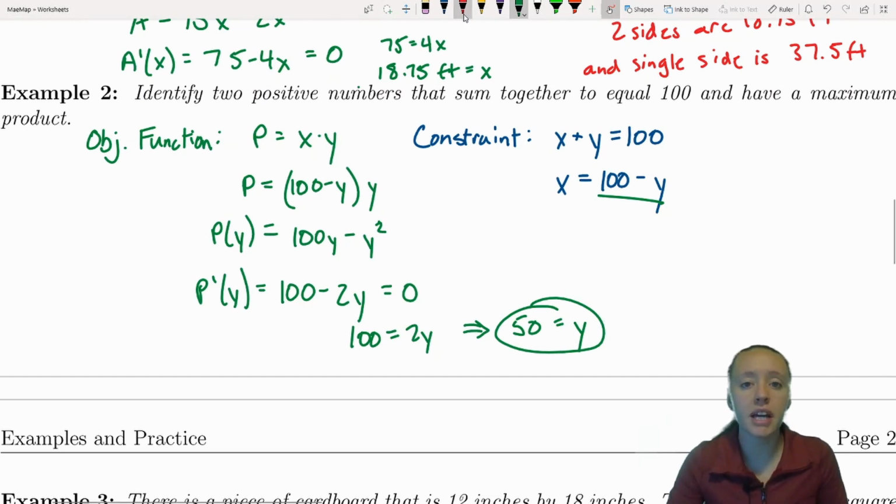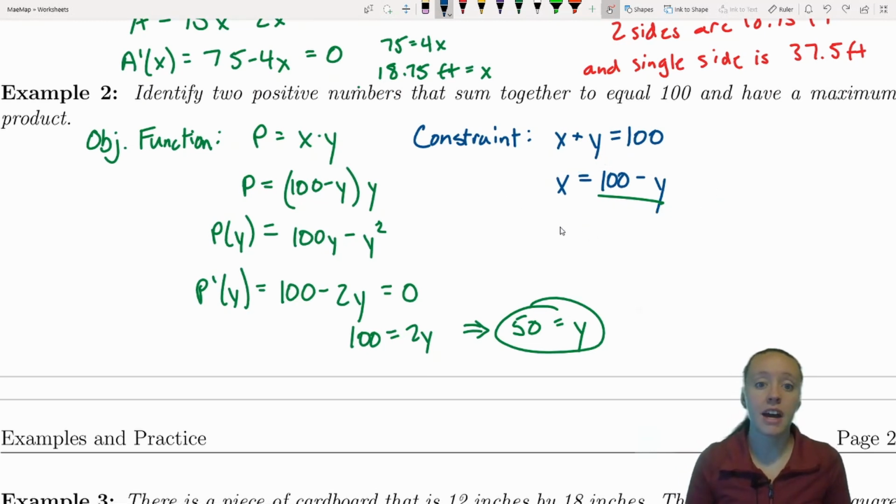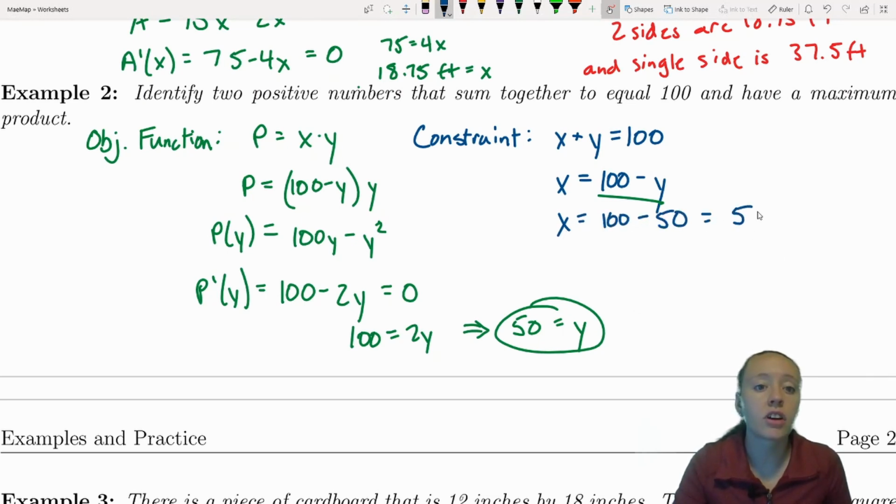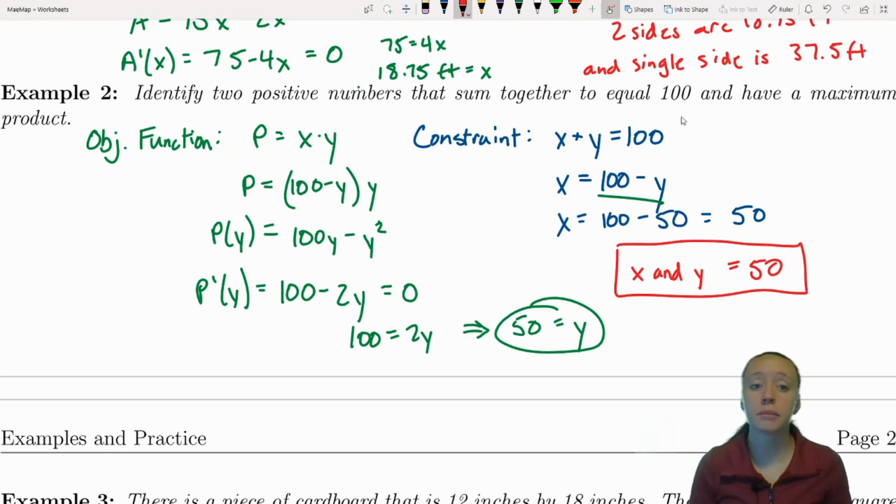What's that other number going to be? Well, my other number was x, and I have some equation that x equals something minus y. So I'm going to say that x equals 100 minus 50. So x is also 50. So my two numbers, x and y, are both 50. They sum together to equal 100, and they have a maximum product. 50 times 50 is going to be 2,500.